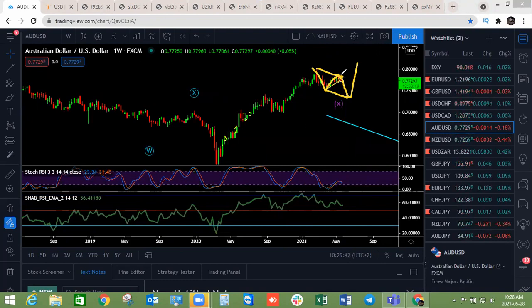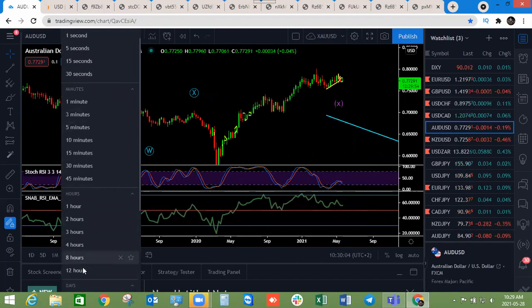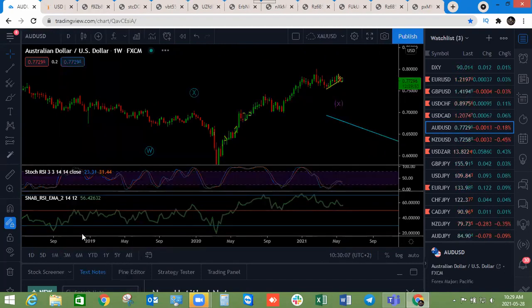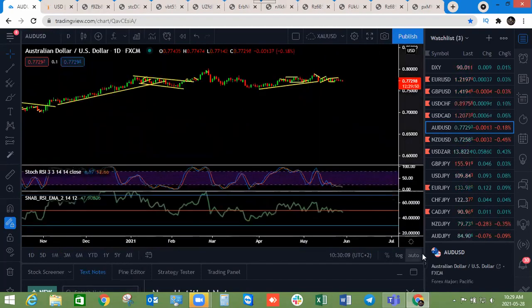But even if we do see this downside here, mind this is a weekly chart. If you see this coming down, do not rush to sell Aussie US dollar. Look at the RSI, still very strong. Look at the stochastic RSI, still very strong. So even if you see this coming down here, don't sell Aussie US dollar. The buyers are still upside, but any downside here is currently a corrective structure.